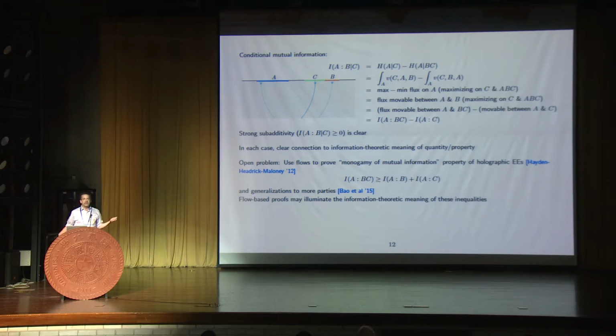The important point here is not the simplicity of the proof, but the fact that the connection to the information theoretic meaning of strong subadditivity, I think, is pretty clear. Okay? And that's the point I've been trying to make also about these other quantities. So that's what we're gaining from this picture.